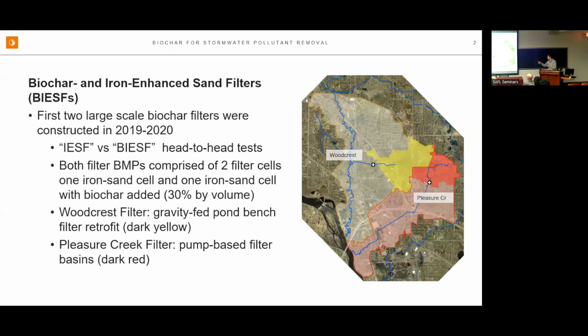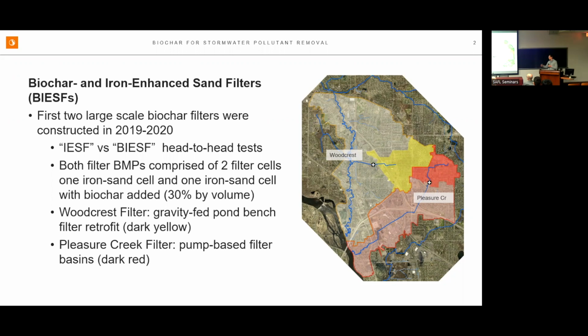These were kind of larger scale regional filters. And both filters, we wanted to do iron enhanced sand filter against the biochar and iron enhanced sand filter. So at both of those filters, we did 2 cells, one with iron enhanced sand, one with biochar, and we split the drain tile, which was fun designing. So we're monitoring those, and we've been monitoring those since they went online in 2020.